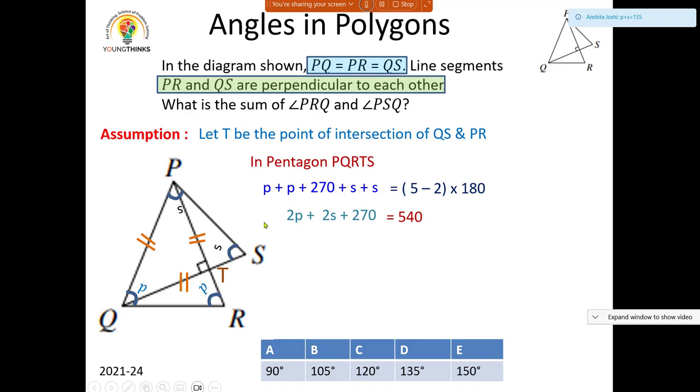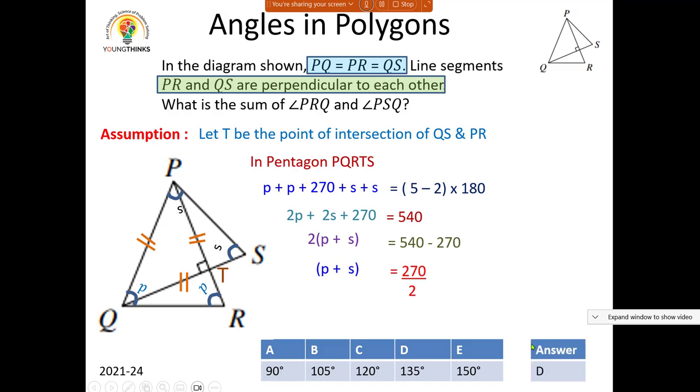All right. So now 2P plus 2S plus 270 is equal to 540. How do you solve it? 2 times P plus S is equal to 540 minus 270, which is 270. So P plus S will be equal to 270 divided by 2, which is 135. So the sum of these two angles, even though they may be equal, is 135.